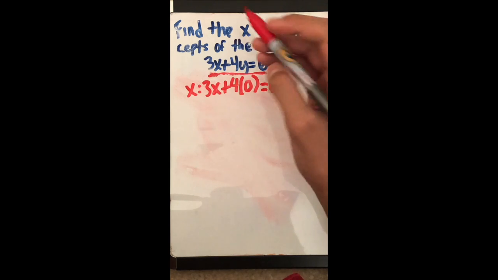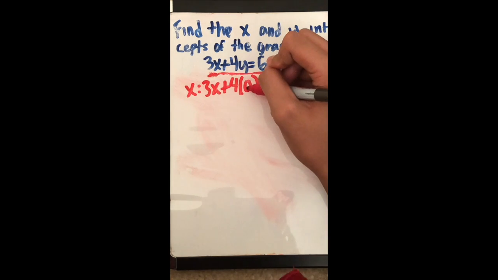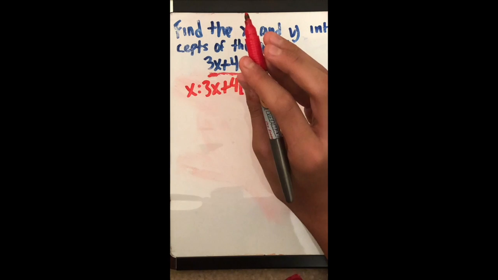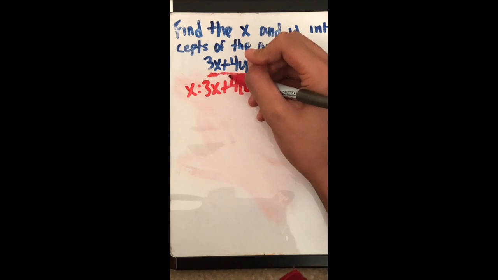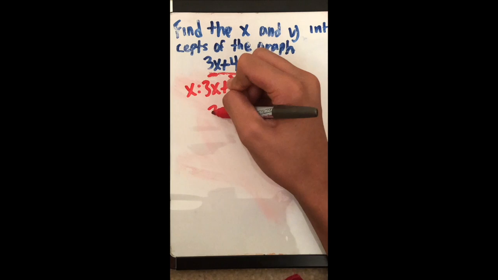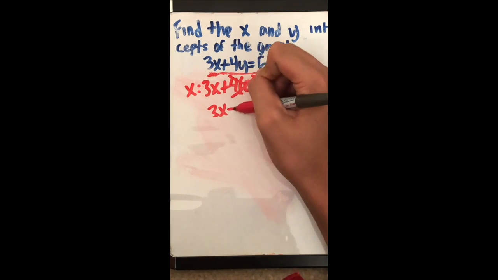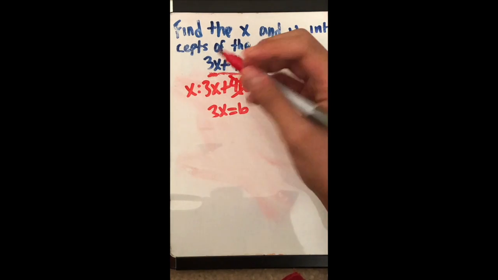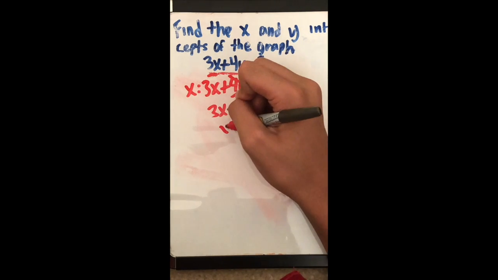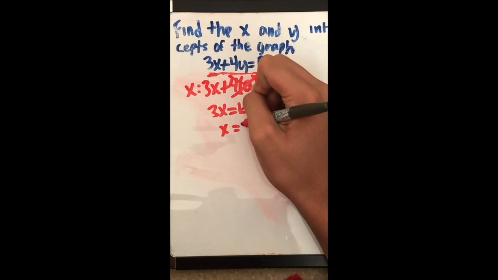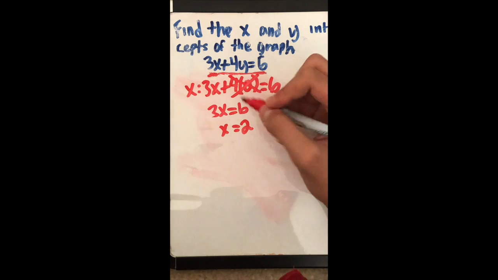Okay? So now what we're going to do is 4 times 0 is 0. So basically, this is gone. You can basically just x that out and just write the equation again. 3x equals 6. Now, this is pretty simple math, so the answer would be x equals 2. So your x-intercept is x equals 2.